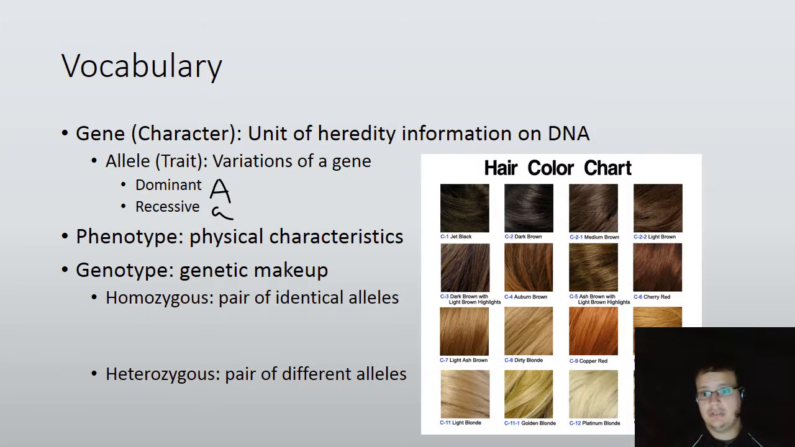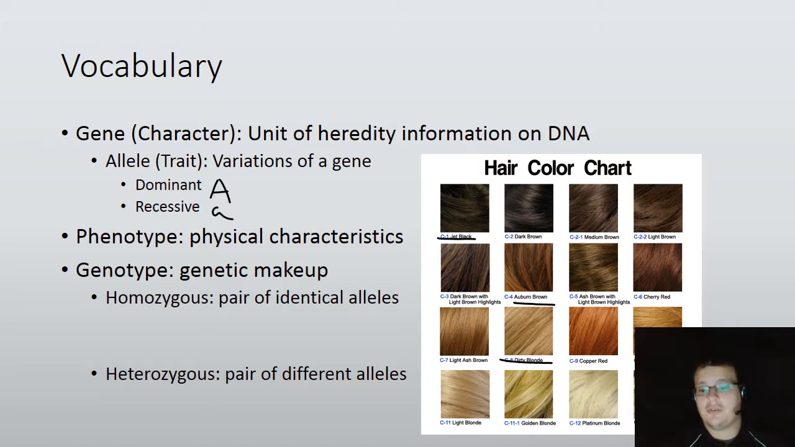So an example of a gene, the gene for hair color. And then you have different alleles of that hair color. So you have like jet black, you have blonde, you have auburn brown. These are just different alleles of that hair color.